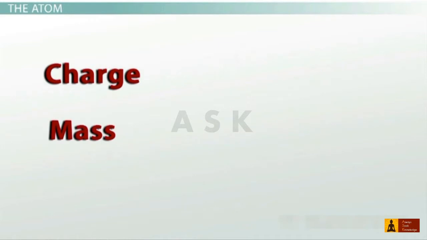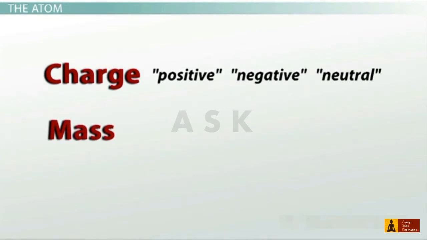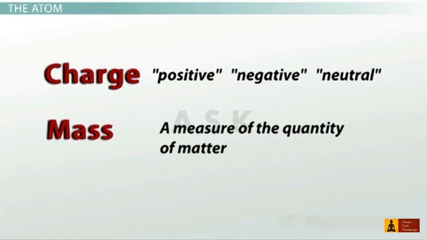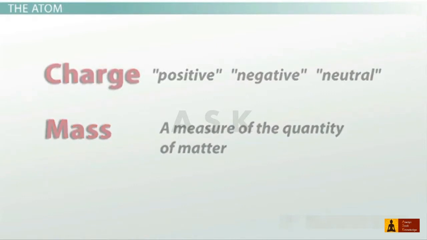So charge is pretty basic. That's just whether or not something is positive, negative, or has no charge, right? Mass is also pretty basic. It's just a measure of the quantity of matter. All right. So let's talk about the protons and neutrons and electrons in terms of these two characteristics.